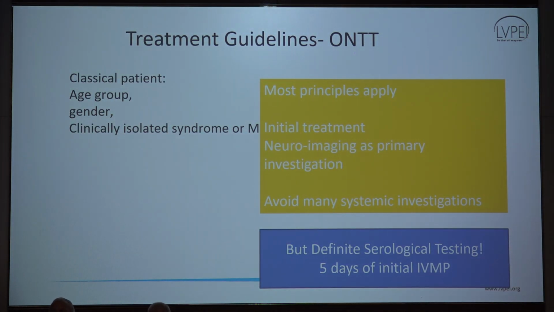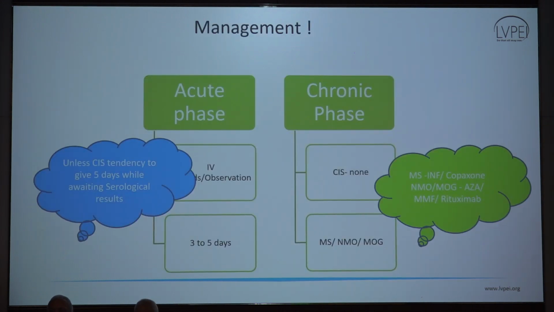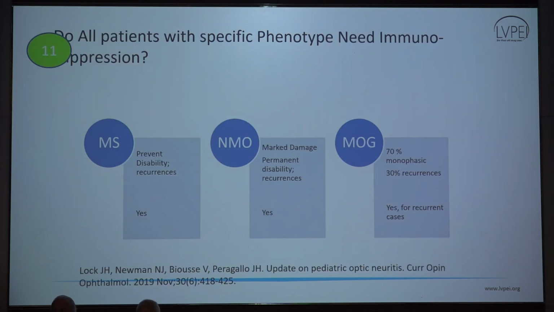So coming briefly to treatment, most principles of ONTT apply, but the acute phase management is 5 days of IVMP, followed by second line treatment with plasmapheresis if you are not getting a good response. And in the chronic phase, we need to give specific immunomodulators. It is very important to give them for MS and NMO because the chances of progressive neurological disability are much higher. But in MOG, fortunately, 70% of patients do not have recurrence or progressive disability, so you can do it only for the recurrent cases in MOG.